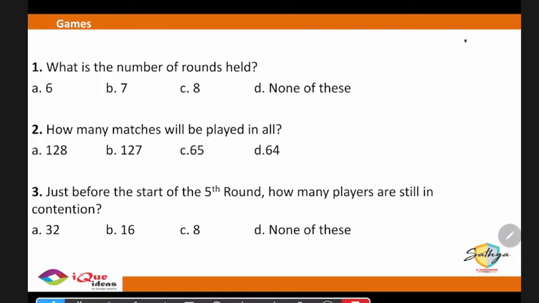Considering that there are a total of 128 players in all, how many rounds would be required till we get the winner? Online, did we understand the question? Okay, so how many rounds will be there in all if a total of 128 players are there in the beginning?